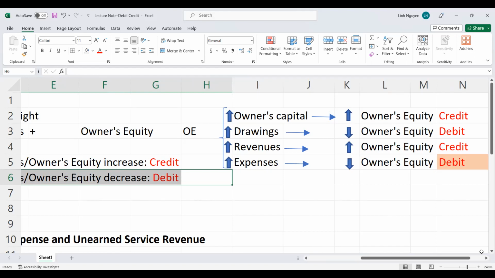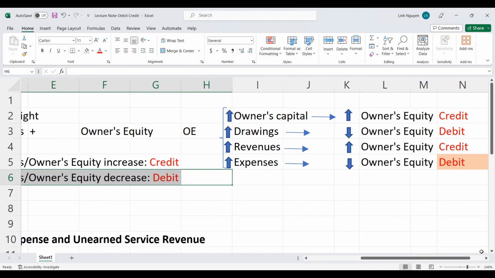Revenues are the money that we earn when we provide a service to the customers or when we sell inventory to the customer. So the more we sell inventory or the more service that we provide for the customer, the more money we earn. And so owner's equity will go up, and when owner's equity goes up, we credit.